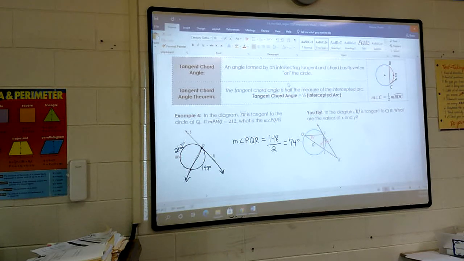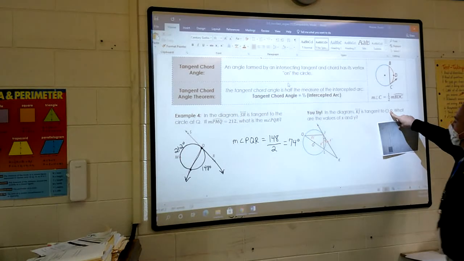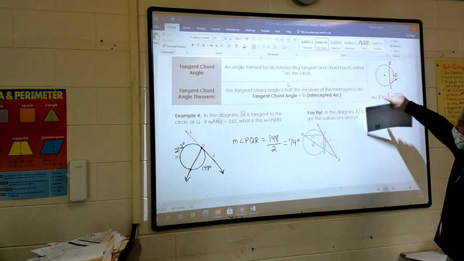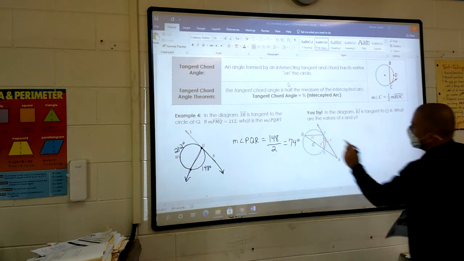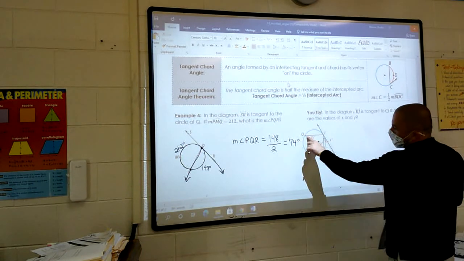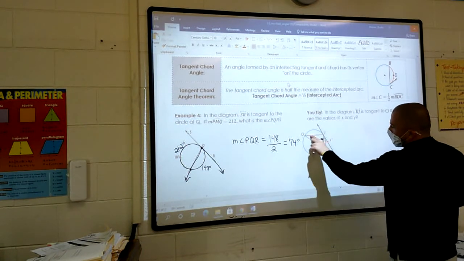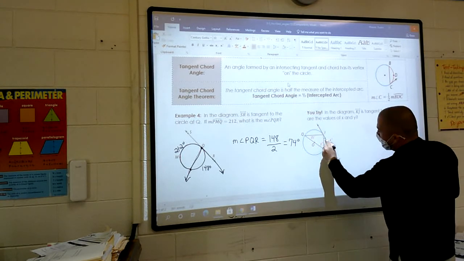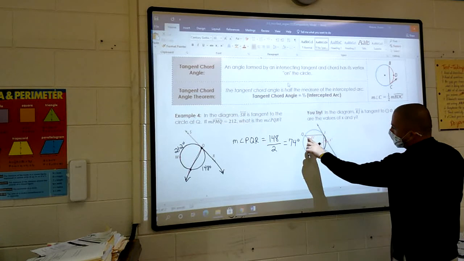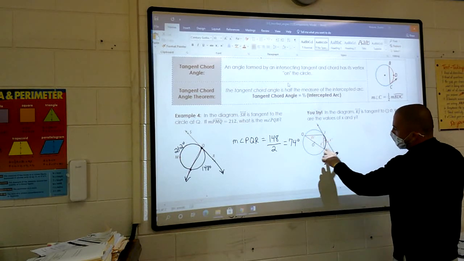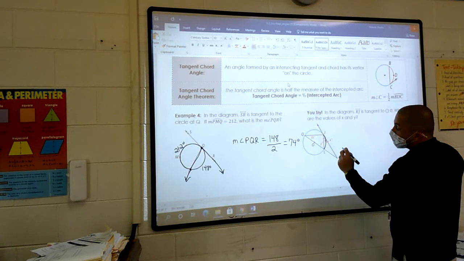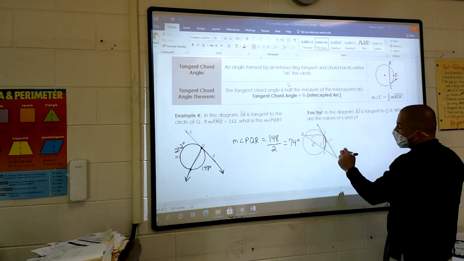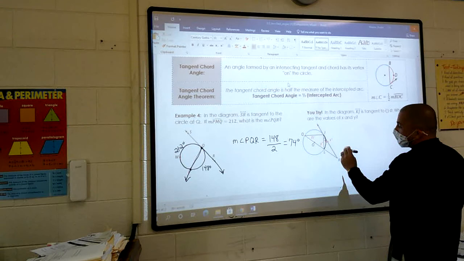Okay? Now, the last one, KJ is tangent to circle O. What are the values of X and Y? So first of all, this angle is 35. And it goes here and here, so there's a lot of mess here. But that means that this arc here is what? If that angle is 35, this arc is not 90. 70. This arc is 70.